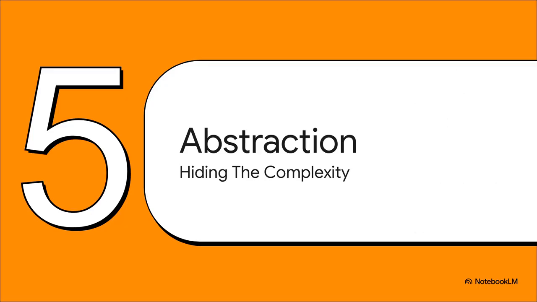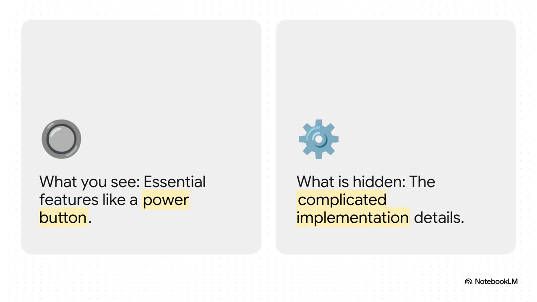Section 5. Abstraction. Hiding the complexity. Think about your phone's physical power button for a second. What you actually see and interact with is simple, clean, and essential. It's just the single feature you need to turn the machine on. But hidden right beneath it is this totally chaotic, wildly complicated circuit board.